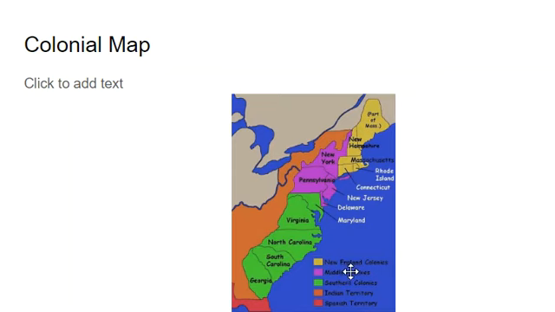Next, we have the middle colonies in purple. We have Pennsylvania, New Jersey, Delaware, New York. And then the rest of these are the southern colonies. So I'm going to leave this up for a sec and insert all the questions that appear.